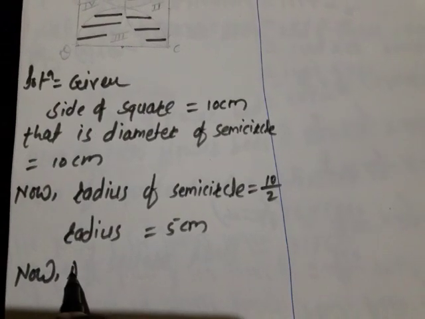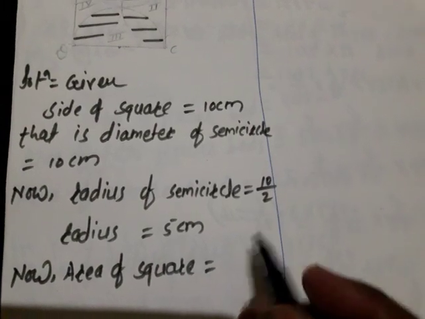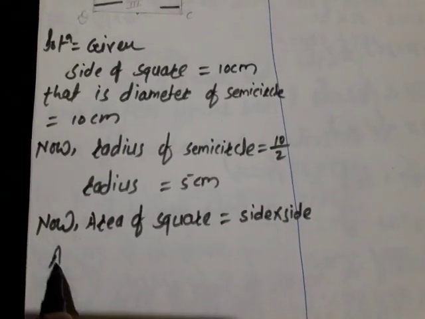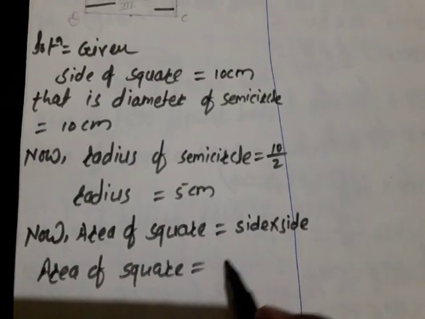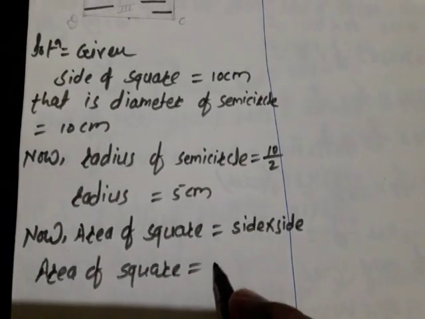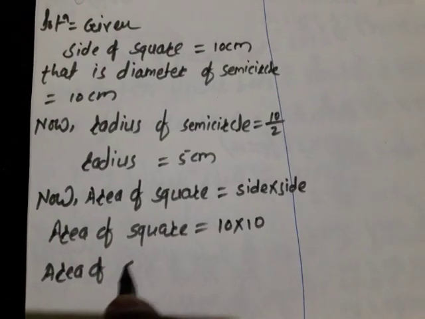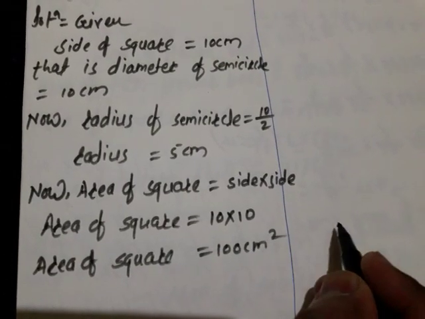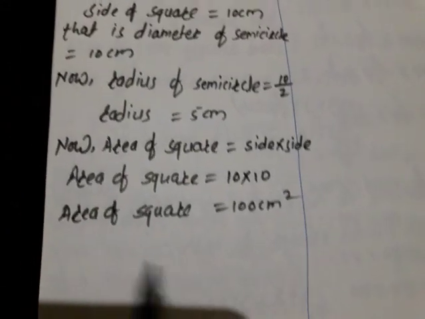Now, area of square is equal to, as you know, side into side. What is the side of this square? 10 into 10. Then area of square is equal to 100 centimeter square. Understood? 10 into 10, how much is it? 100. Okay.